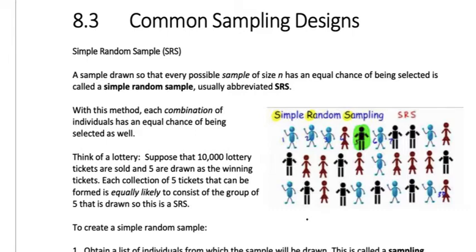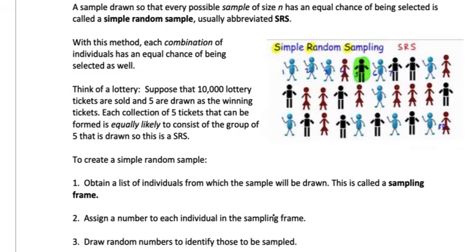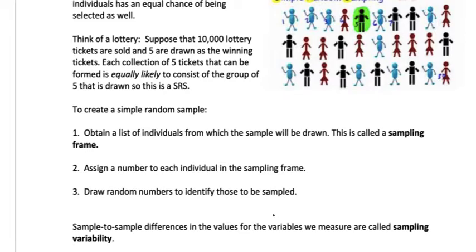chosen. So, to make a simple random sample, what you need is something called a sampling frame, which is a list of individuals from which the sample will be drawn. Once you have your sampling frame, then you're going to number the individuals. And then you're going to draw random numbers to identify those to be sampled.